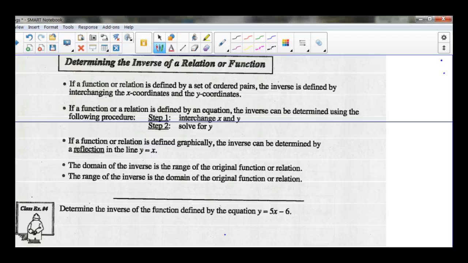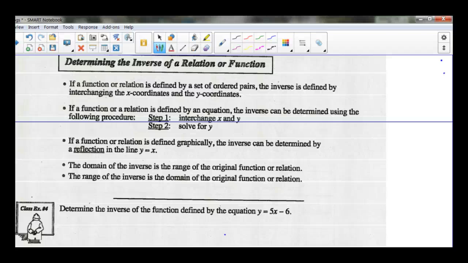Okay, determine the inverse of a relation or a function. If a function or relation is defined by a set of ordered pairs, the inverse is defined by interchanging the x coordinates and the y coordinates. If it is defined by an equation, the inverse can be determined by using the following procedure. Interchange the x and y coordinates and then solve for y. If it is defined graphically, the inverse can be determined by a reflection in the line y equals x. Note the domain of the inverse is the range of the original function, and the range of the inverse is the domain of the original function.